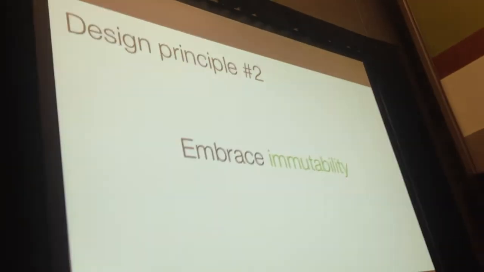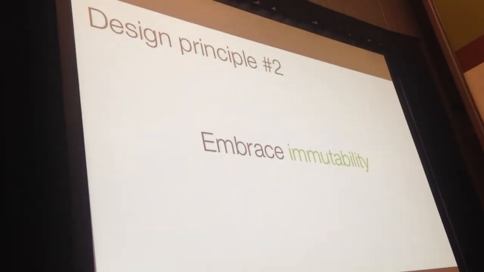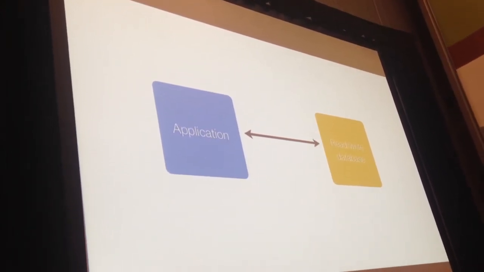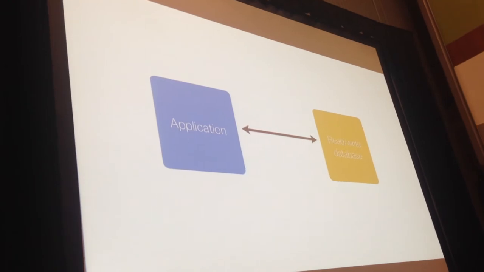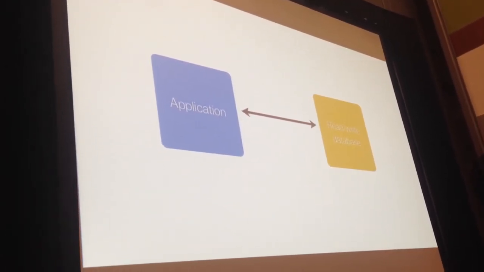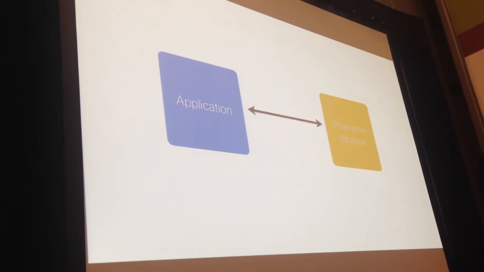The second design principle I want to talk about is embracing immutability. And immutability is something that's definitely not embraced by the vast majority of applications. When you look at most applications, they look something like this, where you have an application that talks to some sort of read-write database, whether that database is MySQL, MongoDB, Riak, Cassandra, or the million other databases in existence.